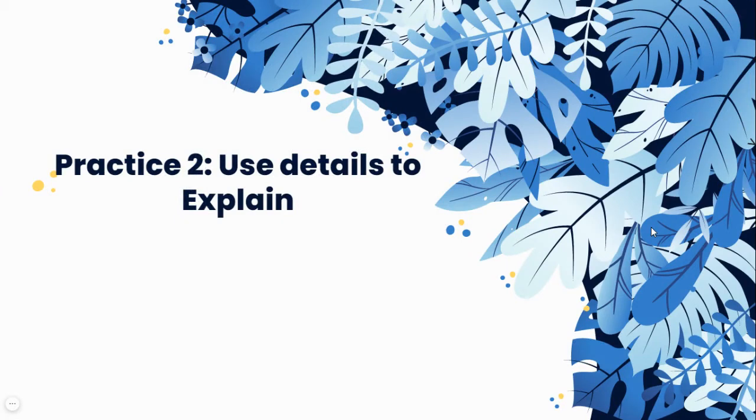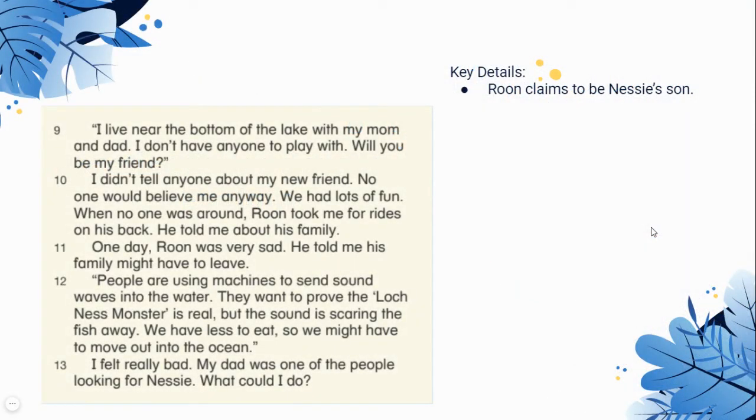Practice 2. Use details to explain. We already have the detail that Rune claims to be Nessie's son. Let's get more details from this part of the text. Paragraph 9 says, "I live near the bottom of the lake with my mom and dad. I don't have anyone to play with. Will you be my friend?" This is an interesting detail, but it's not a key detail. It tells us more about the characters and the events.